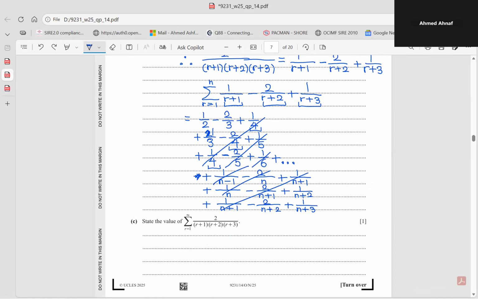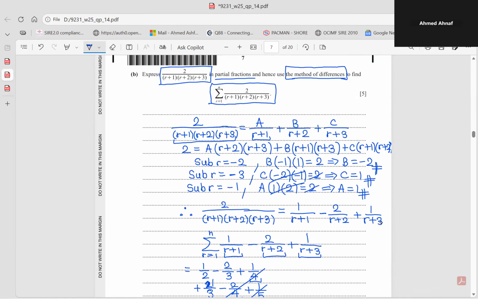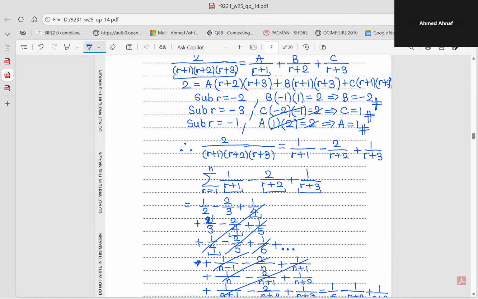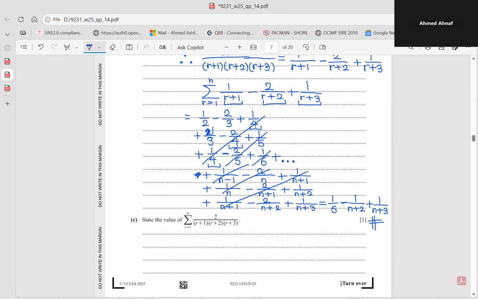Okay, so squeezing everything together, I'm just going to press the calculator for the whole numbers. Half minus 2 over 3 plus 1 over 3 just gives 1 over 6. And the n plus 2 terms: minus 2 over n plus 2 plus 1 over n plus 2 is negative 1 over n plus 2, plus 1 over n plus 3. Okay, so this would be our final answer for this part. Let's move on to the last part.